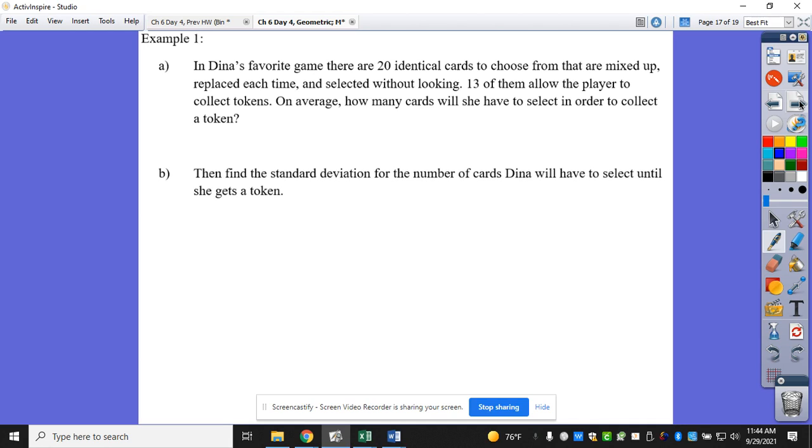13 of them allow the player to collect tokens. On average, how many cards will she have to select in order to select a token? So this is geometric. We're deeming success as what? Getting a token or a card to get a token. Token is fine with me though. Just in case somebody's trying to read my terrible handwriting, I would have just written token though. What's our probability of getting a card to get a token?